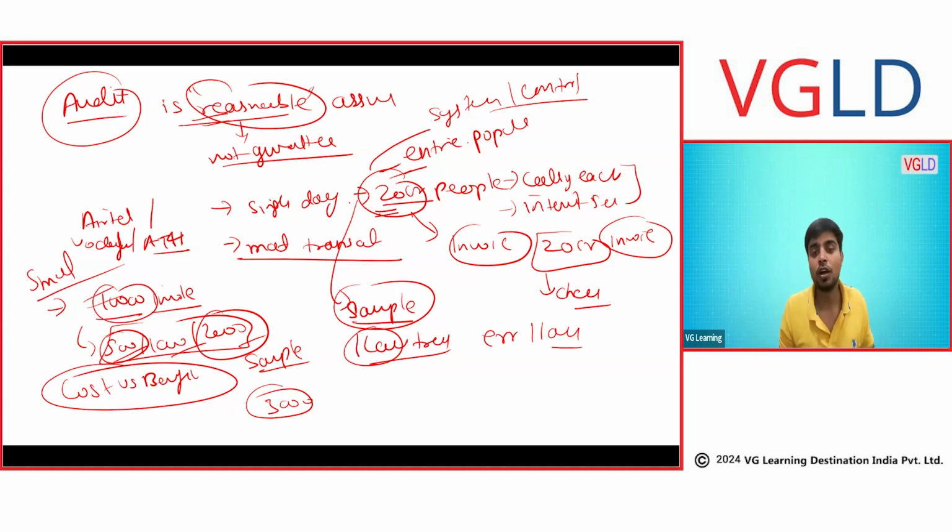And because audit cannot check all these transactions, that is why audit is never a guarantee. Another reason audit is not a guarantee.